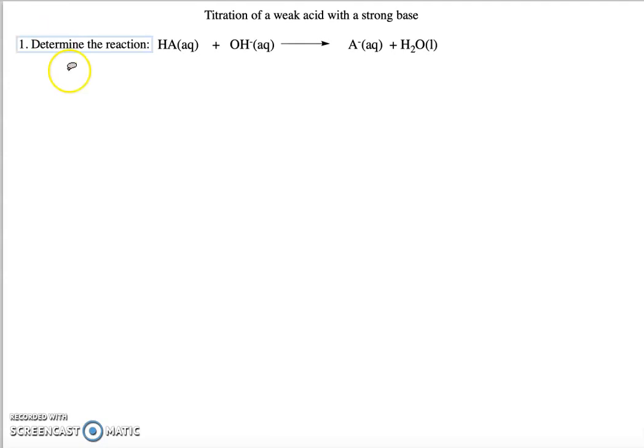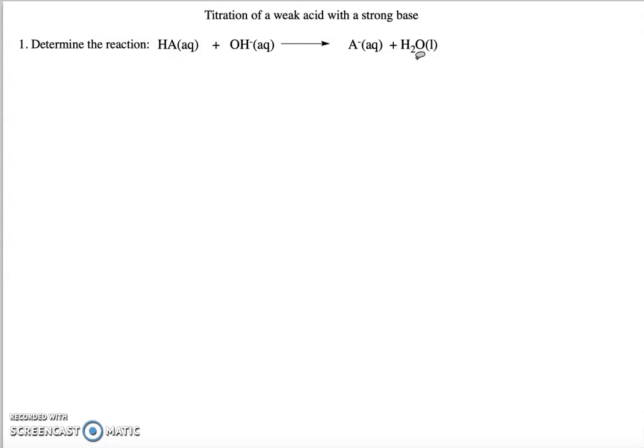The steps follow in the same order. We need to identify the reaction we are doing, so we determine the reaction that happens. When you have a weak acid, we're going to represent our weak acid as HA. It reacts with OH minus to give you A minus plus H2O. That's the reaction we're doing when we titrate a weak acid. So the next step is the same as in the strong acid titration. We're going to do our dilution calculations.